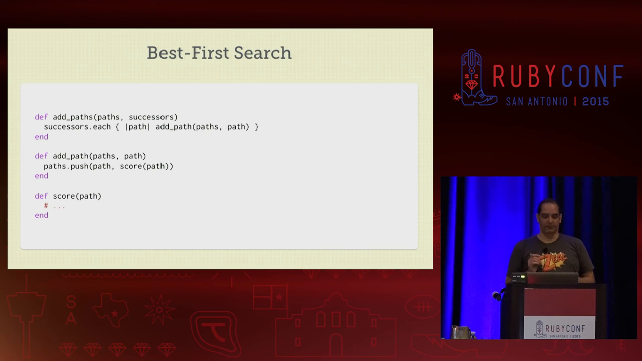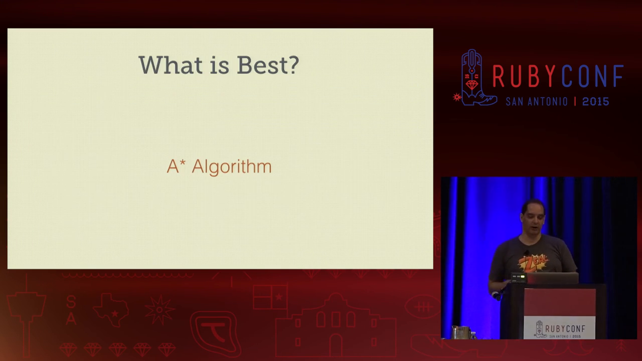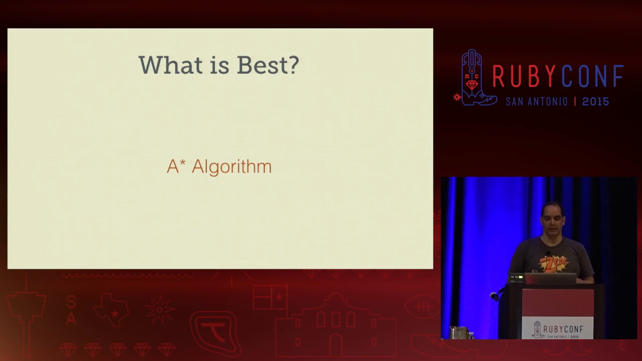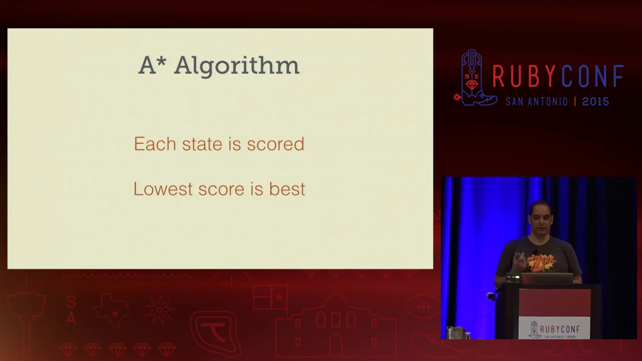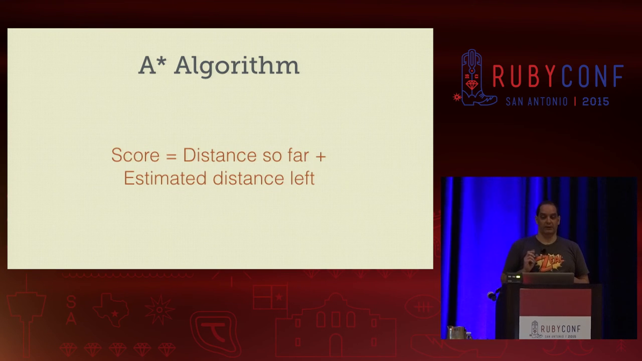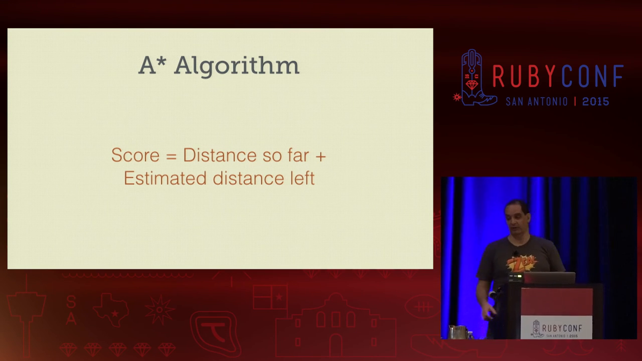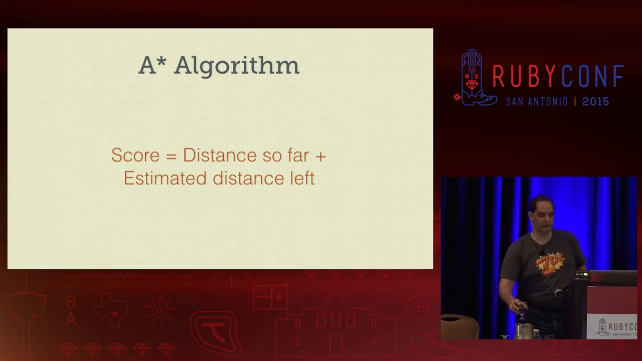So there's a bunch of different kinds of best first search algorithms, but the best one is called A star. There's an earlier algorithm called Knuth's algorithm, and A star is an evolution of that that's a little bit better. And so in A star, like I said, each state is scored and the lowest score is best. And the score is the distance traveled so far, like how many moves have we made so far, plus an estimate of how many moves we have left to go. Now that's going to be a guess because we don't actually know. If we did, we'd already know how long the solution is.